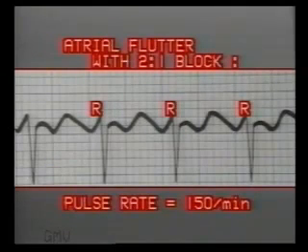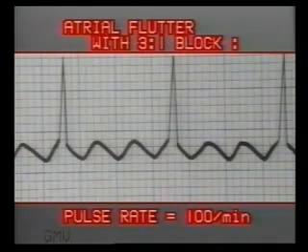This is again a 2 to 1 block. This ECG shows 3 to 1 block with ventricular rate of 100 per minute.